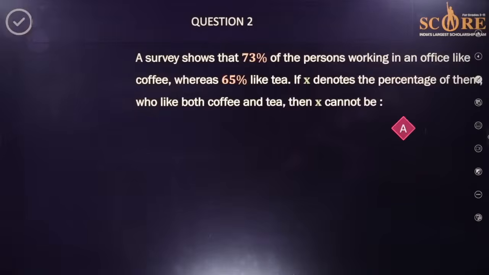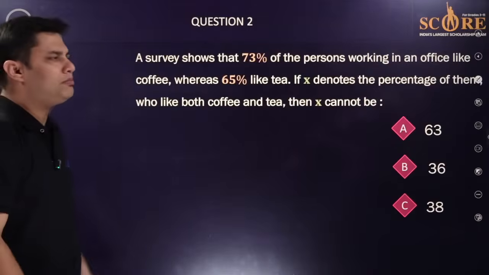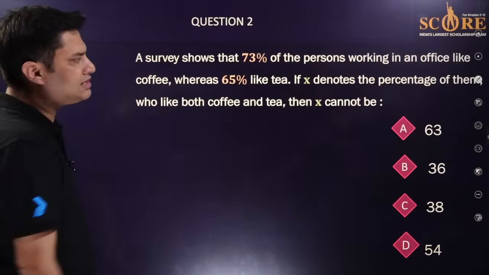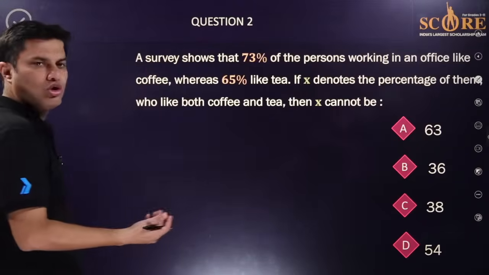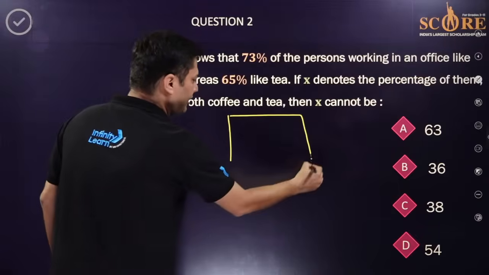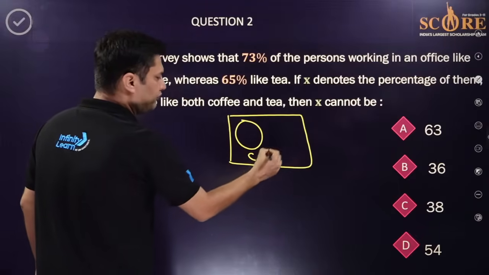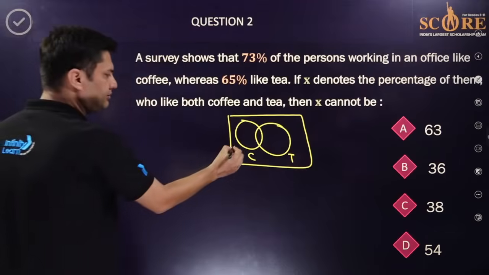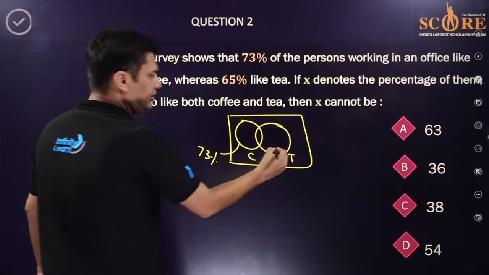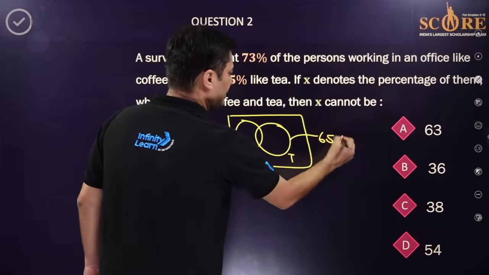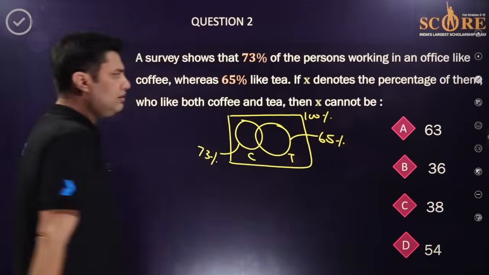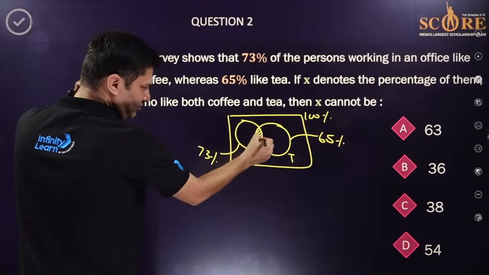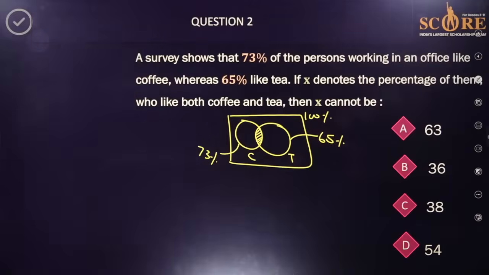If you move to the next question, a survey shows 73% of the persons working in an office like coffee, 65% like tea, and X denotes the percentage who like both coffee and tea. If you draw the Venn diagram, this is the people who like coffee and this is the people who like tea. So coffee is 73% and tea is 65%, and the sample space is 100%. Can you tell me the value of X? X is the number of people who like both tea and coffee.